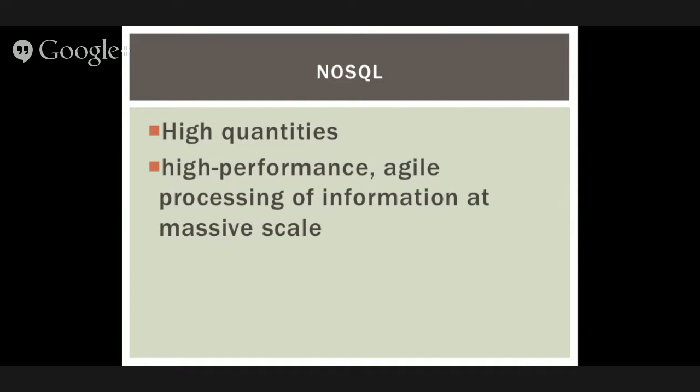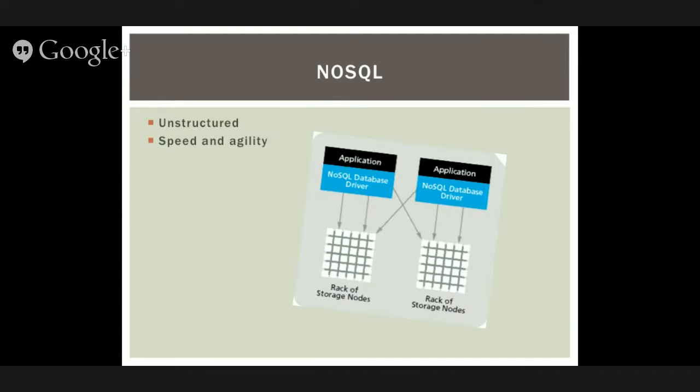NoSQL is a database that has been developed to meet the demands of high quantities of data. NoSQL is far different from a relational database and allows for high-performance, agile processing of information at massive scales. NoSQL varies from the relational database in the fact that it is unstructured. This quality allows NoSQL to have speed and agility. NoSQL has distributed databases where unstructured data may be stored across multiple processing nodes, and often across multiple servers. NoSQL just requires that you add more hardware as more data storage is needed.